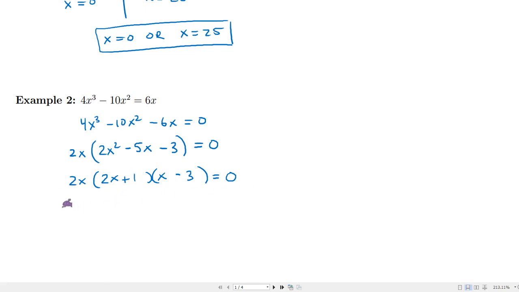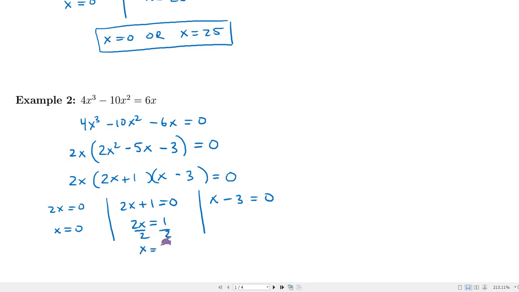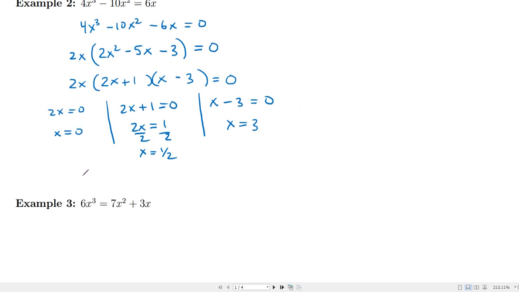And property of 0 would say that 2x is 0, or 2x plus 1 is 0, or x minus 3 is 0. Okay, so solving this one, we have x is 0, subtract, we have 2x equals 1, divide by 2, we have x is a half, or adding 3 over here, we have x is 3. So our solutions are those 3 right there. So x is 0, or x is a half, or x is 3.